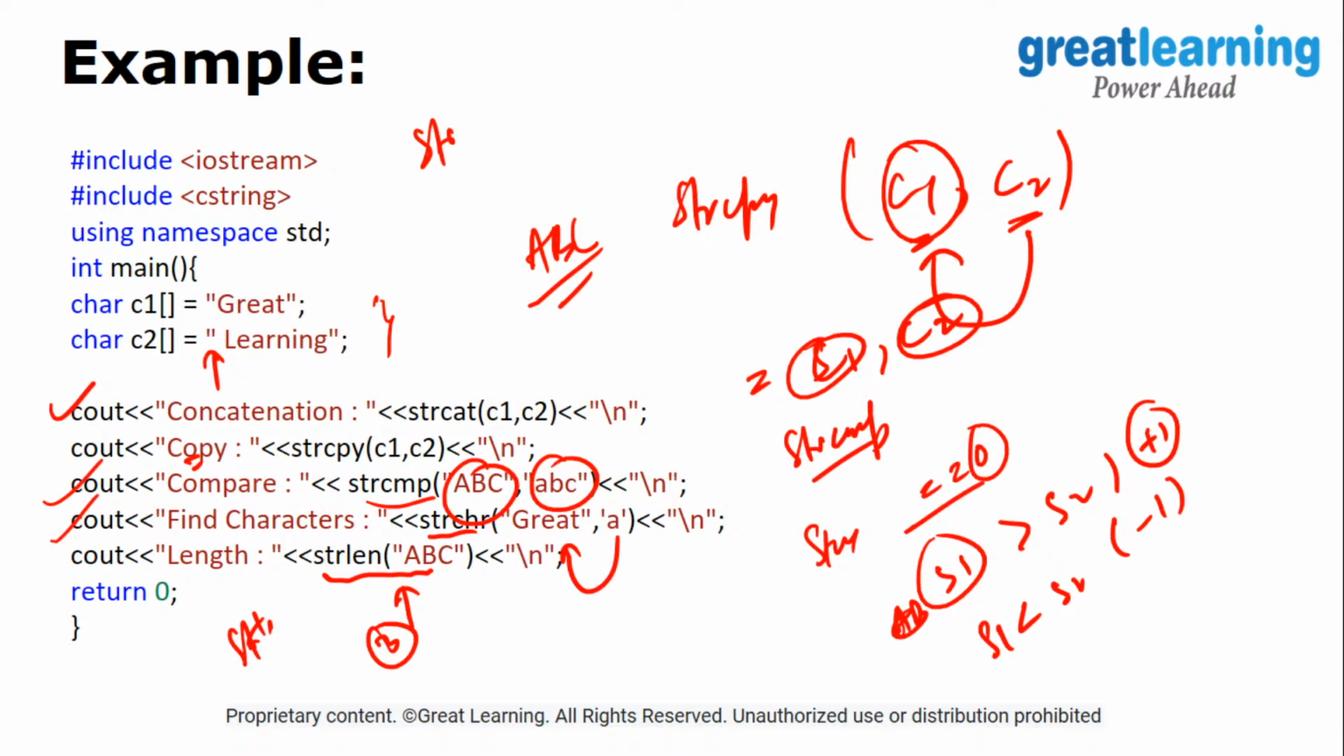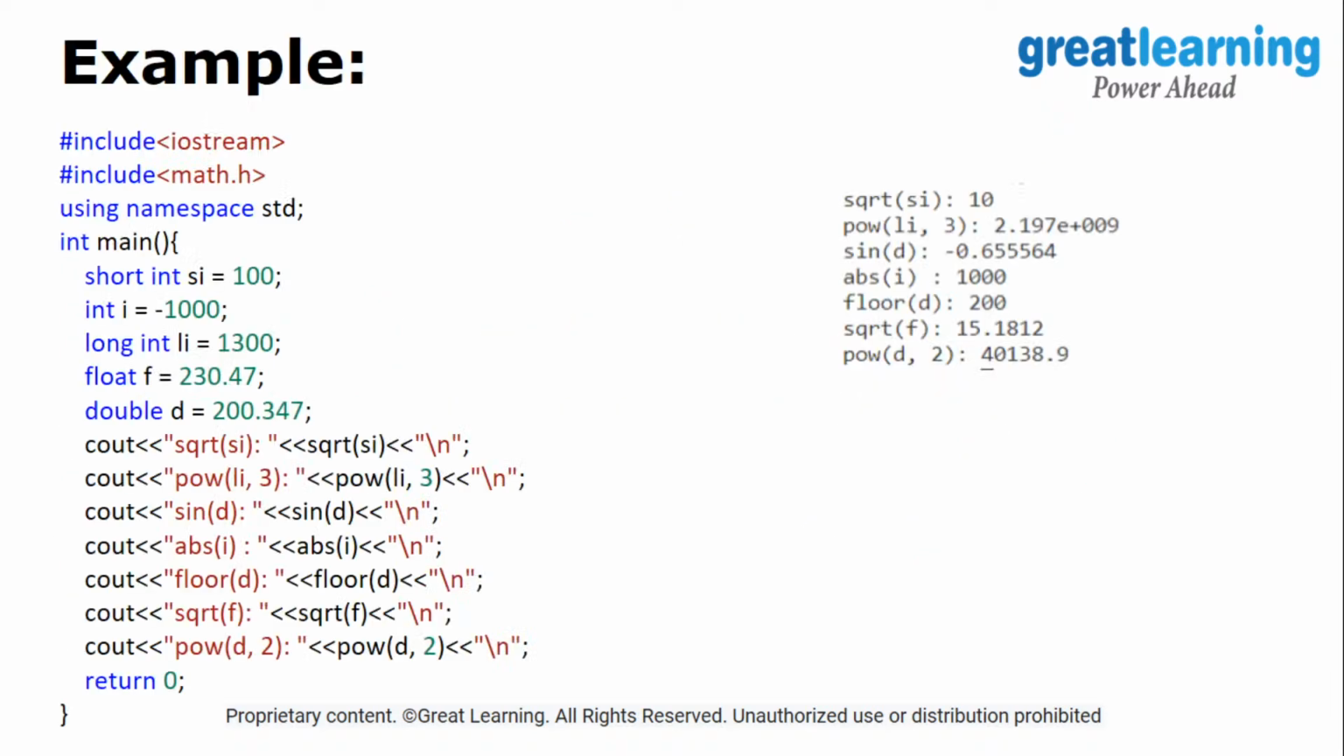Okay. Now let's move ahead and see some math libraries. You have some libraries wherein you can find the square root of a number. So you have this short int, si is the name of the variable, and you have 100, and you're just trying to find out the square root of this. So it will be 10.